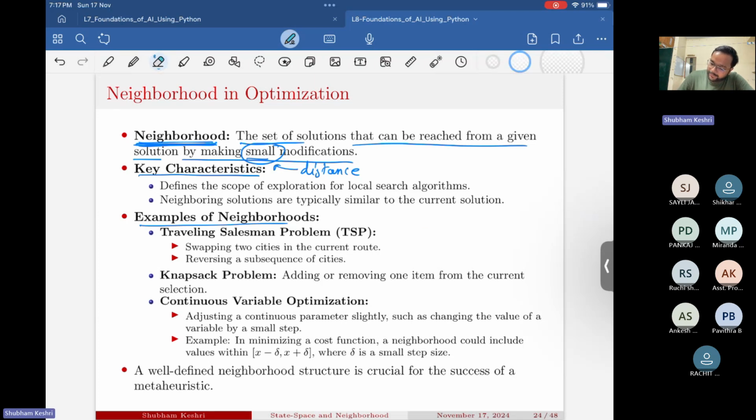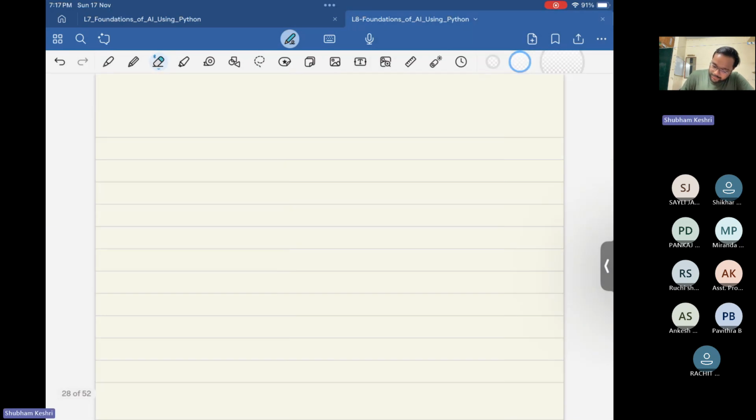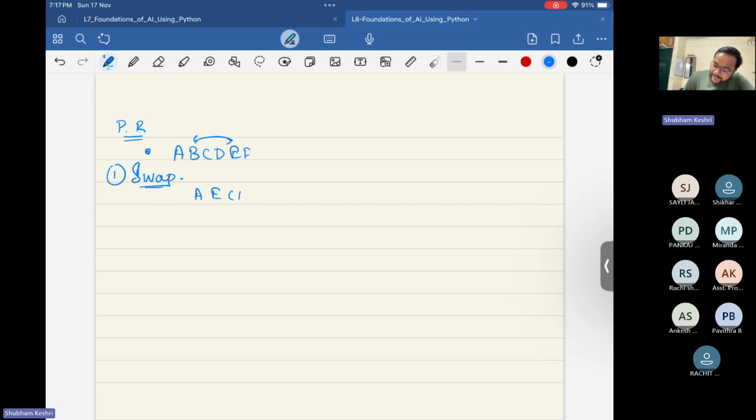Let me take one page for this. So what I'm talking about is the traveling salesman problem, permutation representation. Okay. So A, B, C, D, E, and F. So this is the representation. First, I'm talking about the swap neighbor. You can just swap any two cities. So you can have A, E, C, D, B, and F. This is one neighbor. You can swap any of the cities, and more options are there.